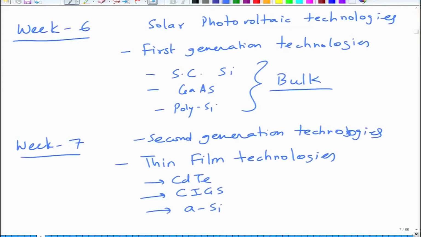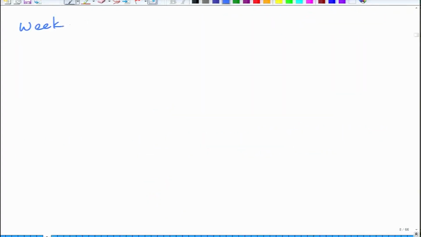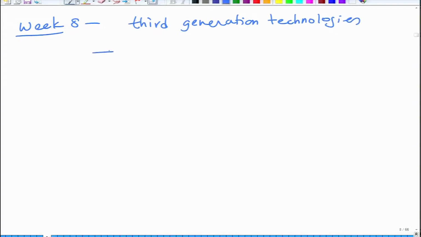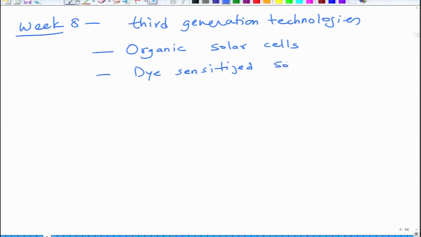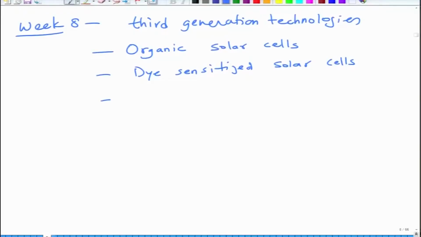And then in week 8, in the final leg of the course, we will talk about third generation technologies, where we will mainly talk about organic solar cells, which are flexible, lightweight, based on polymers. Then we will talk about dye sensitized solar cells. These are also thin film technologies, but they are solution based technologies, printable, can be made using mass production techniques, using liquid materials, liquid precursors, and so on and so forth.